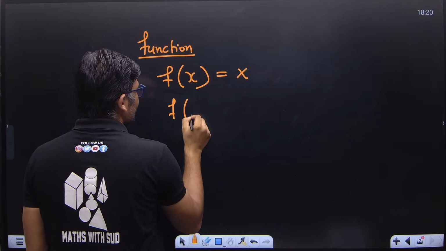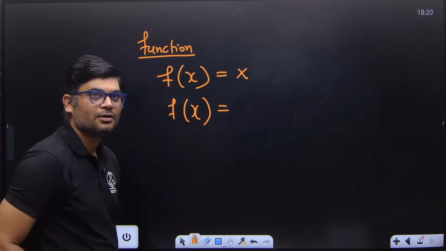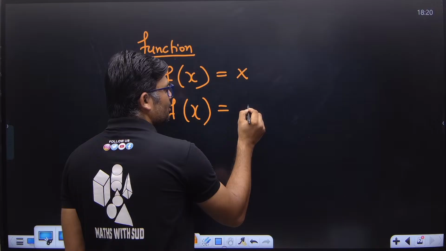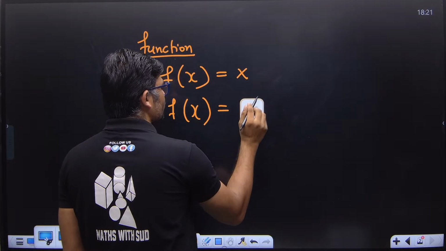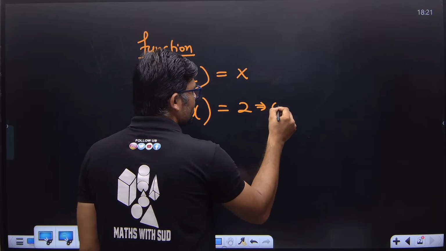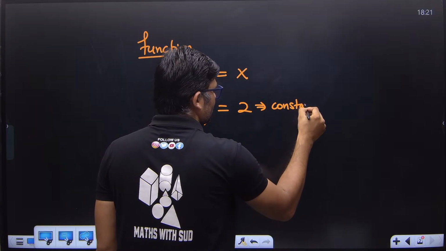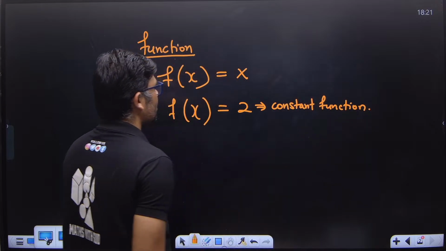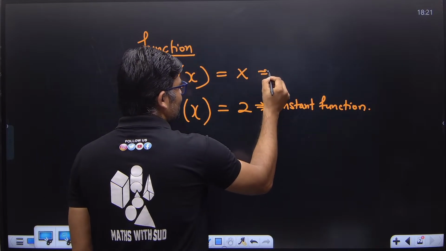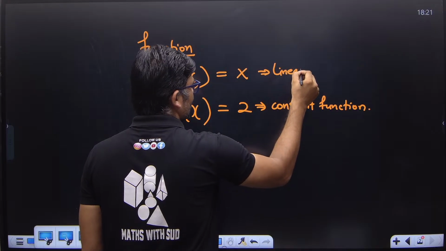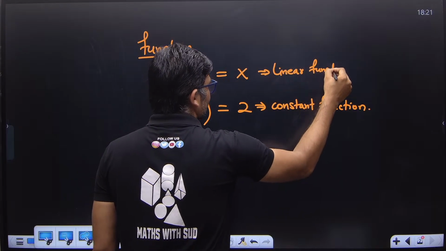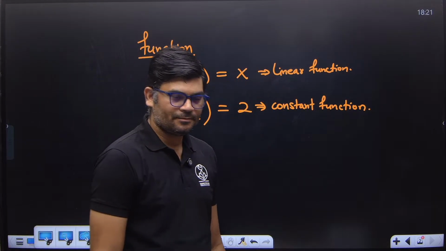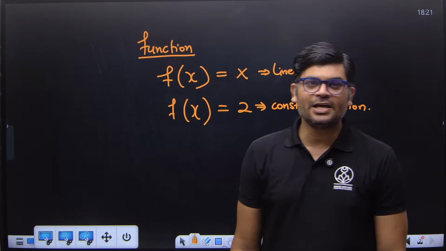Can you tell me one more function? Akriti, tell me one more function. F of x is equal to 2. This function is known as a constant function. F of x is equal to x is known as a linear function. Why linear? Because the graph of this function is a straight line.